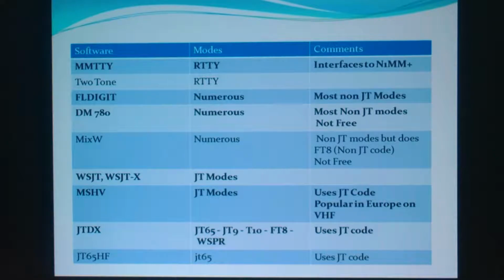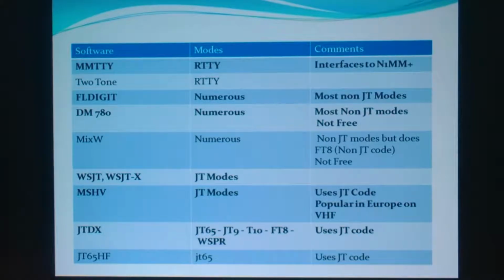Then you've got WSJT and WSJT-X. Those are basically the JT modes. In Europe, MSHV is used for the JT modes, mainly on VHF and UHF. A couple of reasons for that. One of them is, and I'll show you in a minute, that for the contesting, WSJT-X doesn't have all the modes that are used, whereas MSHV is all in one package. And also, apparently, some of the Europeans don't like the GUI that's involved in WSJT-X. They prefer MSHV. I find MSHV much more difficult to use.